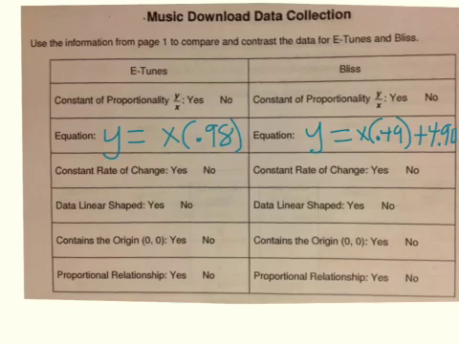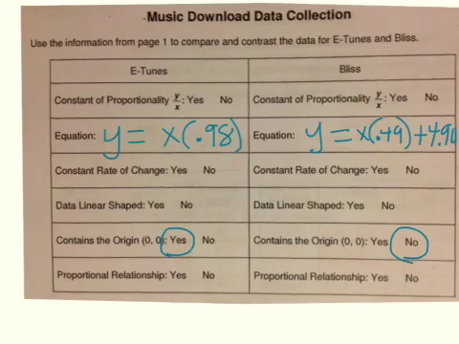Okay, so the next thing that might be the easiest is, does the graph contain 0, 0? Did any of our two lines go all the way down to the corner where $0 and 0 songs were? eTunes did, yes. Bliss did not. Bliss started higher.